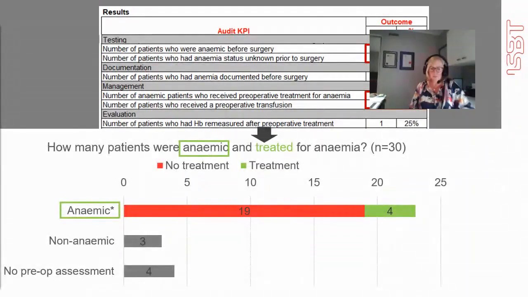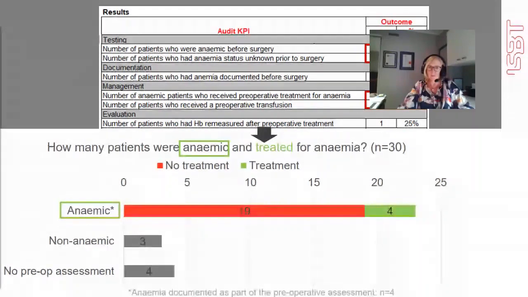In this graph, we want to show how many patients were anemic and then how many were treated for anemia. So you have the different categories: anemic, non-anemic, and no pre-op assessments. And then in the bar of anemic, you can have a look at the colors, like red is no treatment, green is treatment. And then a gray annotation to clarify that of these anemic patients, there were only 4 patients documented as part of the pre-op assessment.